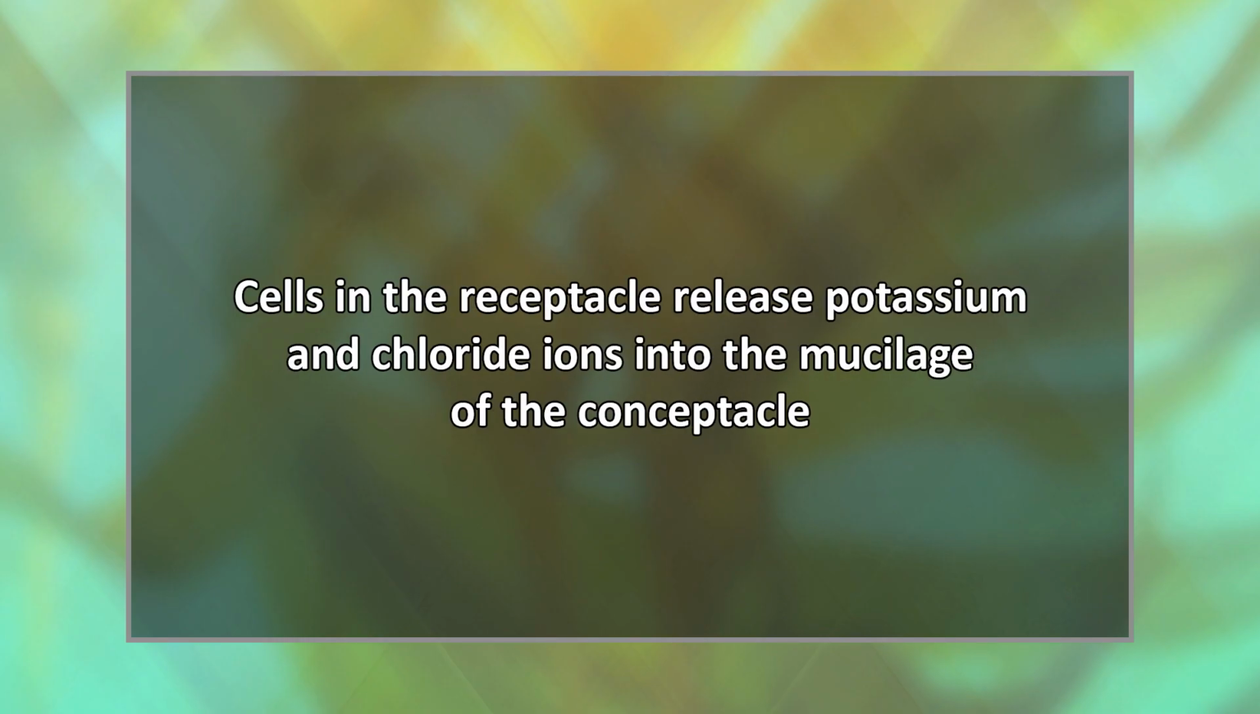Cells in the receptacle release potassium and chloride ions into the mucilage of the conceptacle. This results in swelling of the mucilage that carries the antheridia, or the oogonia in the female conceptacle, out of the conceptacle into the seawater. The wall of the antheridium is composed of two layers. At liberation, the outer wall ruptures, releasing the inner wall containing the spermatozoids and mucilage. This packet passes out of the conceptacle and into the sea, where the inner wall gelatinizes at one or both ends, releasing the spermatozoids.